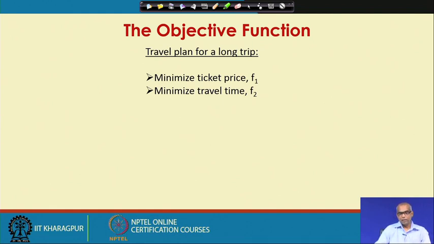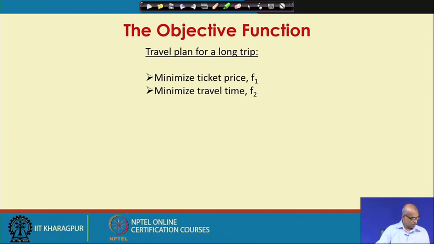Let us say you can take train or you can travel by air, and you have different options. There are flights which take less time than the others, but obviously the ticket price will be different. Similarly, there are say super fast trains which will take less time, and let us say there are regular trains which will take more time, but again then the ticket price will be different.